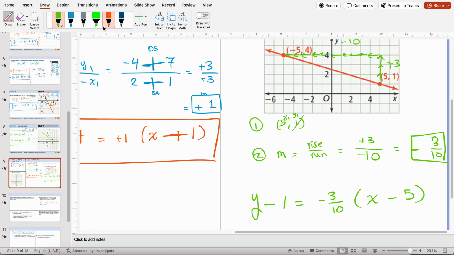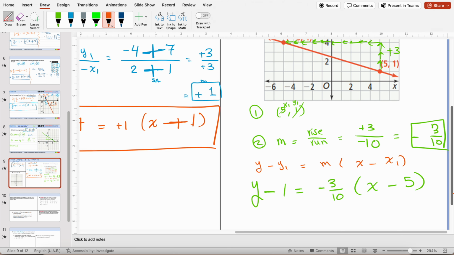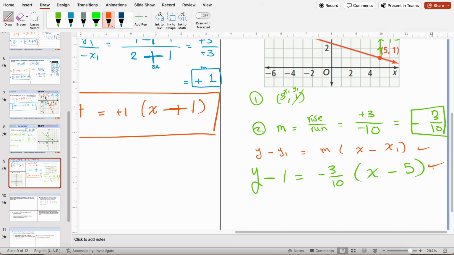That's it. Again, it's better if you show me that this is y minus y1 equals m x minus x1, so that if you mess up and forget something, at least you will not lose the whole mark. You have to show me both. Okay.